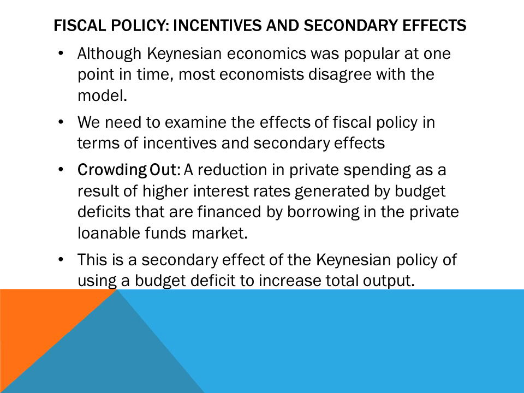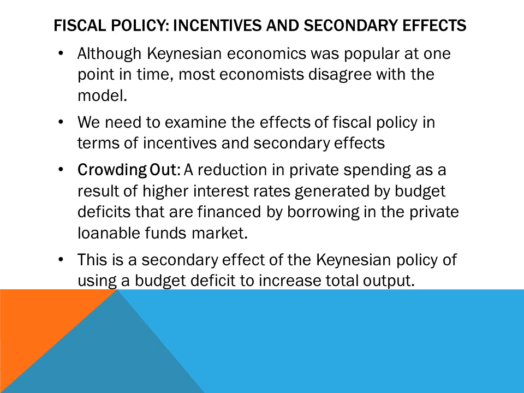Now that we understand a little bit of background on Keynesian economics, we should also take a look at the other side of fiscal policy, analyzing the incentives and secondary effects of government intervention into the market system. Although Keynesian economics was popular at one point in time, most economists disagree with the simple old Keynesian model, and we need to examine the effects of fiscal policy in terms of the incentives for individual actors and the secondary effects. One important concept when analyzing these secondary effects is called crowding out.